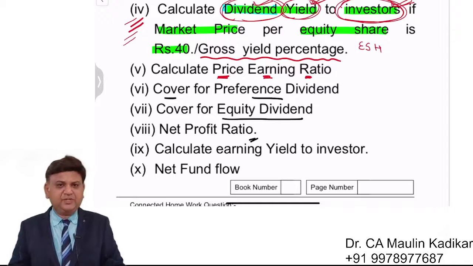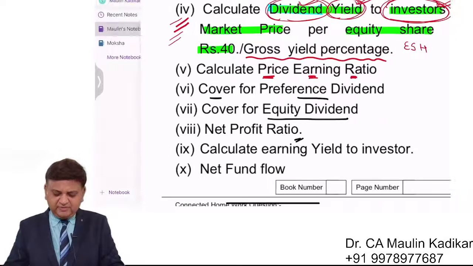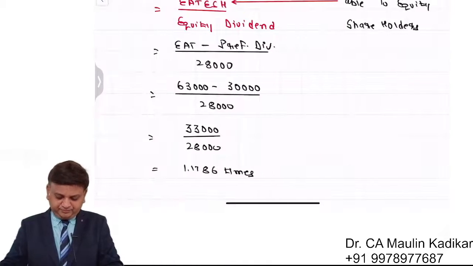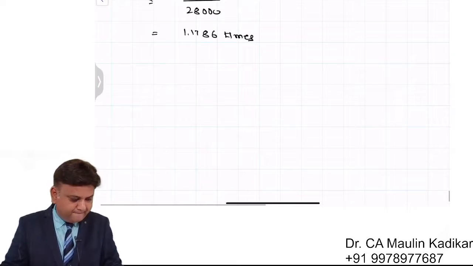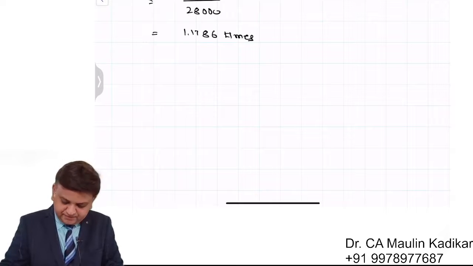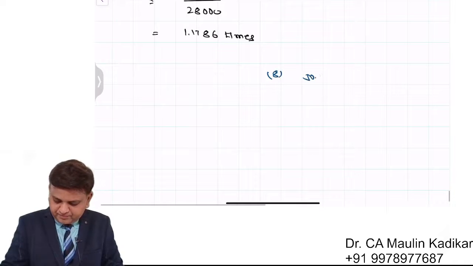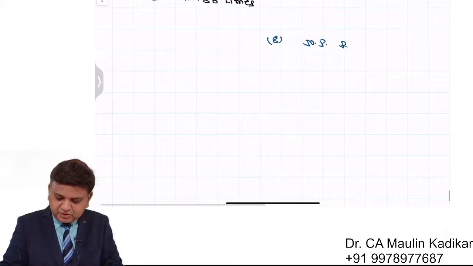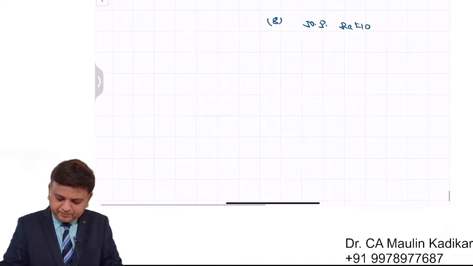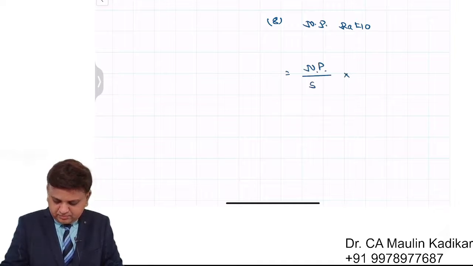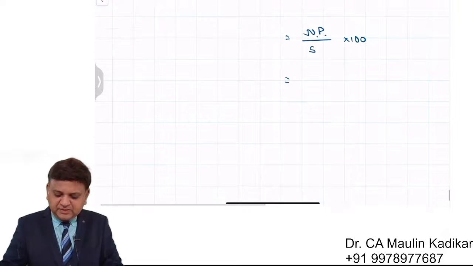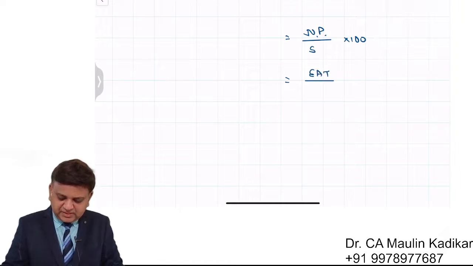Next is the net profit ratio. That's very simple. Net profit upon sales into 100. So answer for the question number 9, sorry, 8. Net profit ratio. It is net profit upon sales into 100. Net profit is earning after taxes divided by sales into 100.